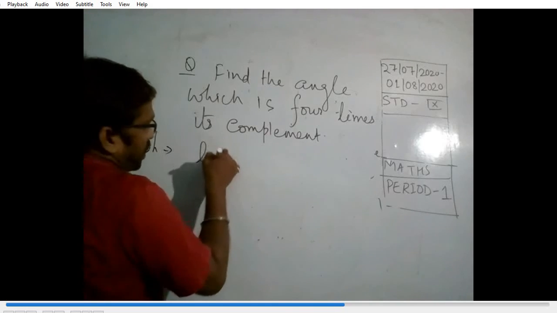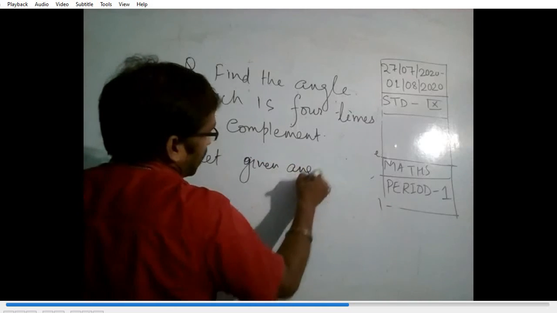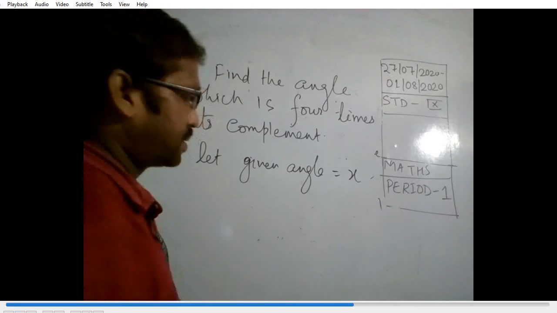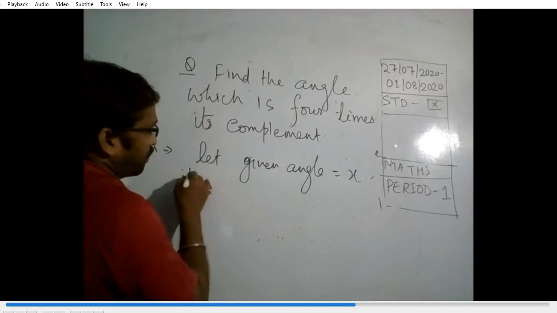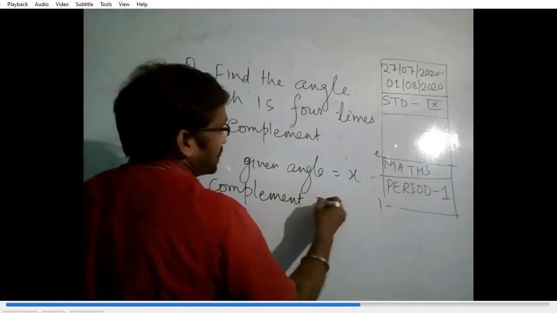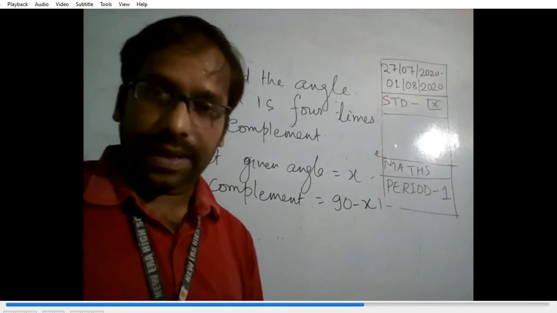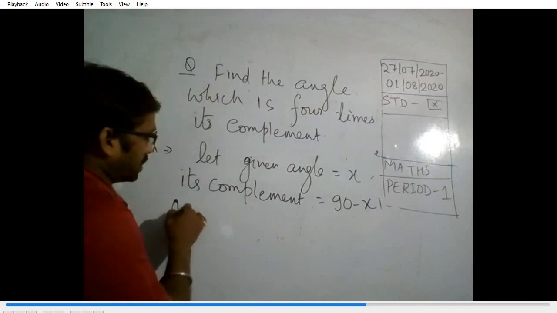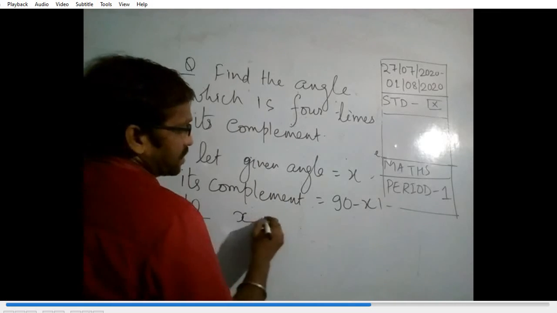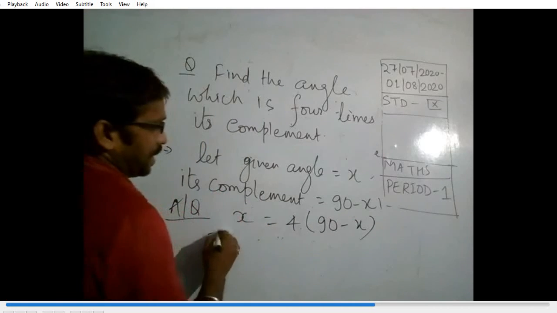First I will find that angle. It is not given, so I will take this as x. Then they are saying its complement, so I will find its complement also. That is 90 minus x. Just now we solved about supplement, now we will solve about complement, 90 minus x. Now according to the question, they are saying that angle x is equal to 4 times 90 minus x, its complement.